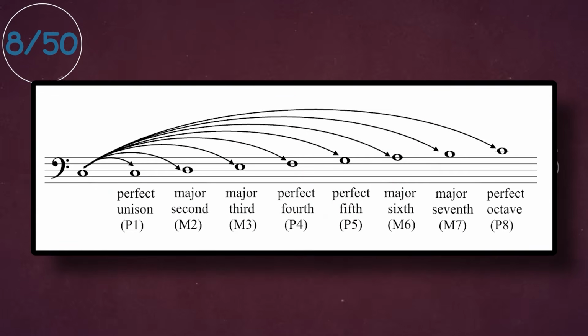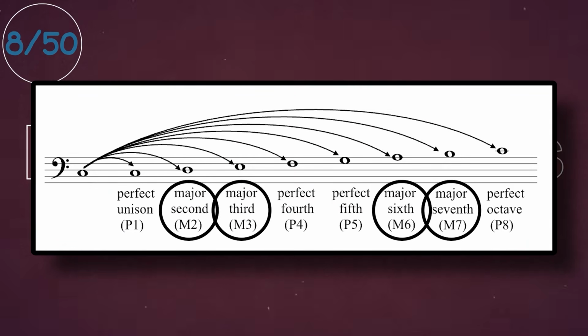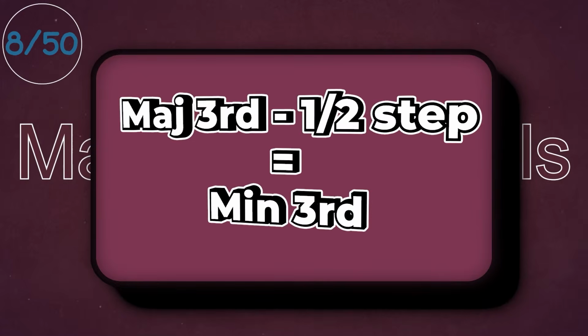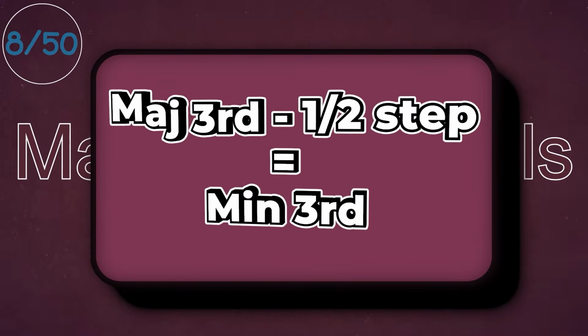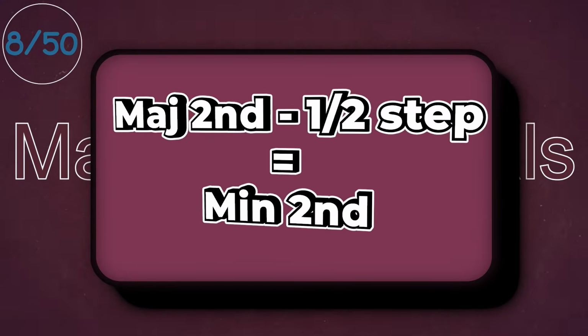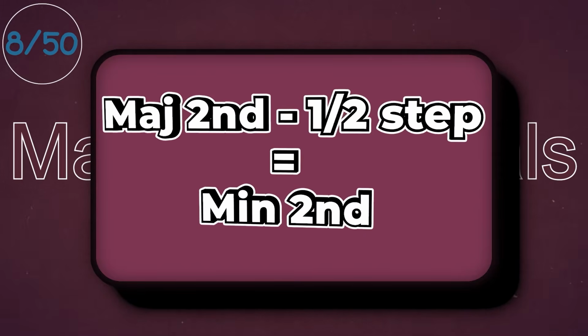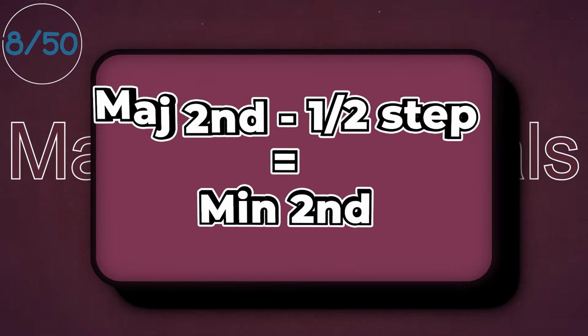Major and minor intervals. Major and minor intervals also fall into the category of diatonic intervals, meaning that they all occur within the major scale. Seconds, thirds, sixths, or sevenths can all be major or minor. Minor intervals in general are 1/2 step smaller than major intervals. A major second is 2 half steps, and a minor second is 1.